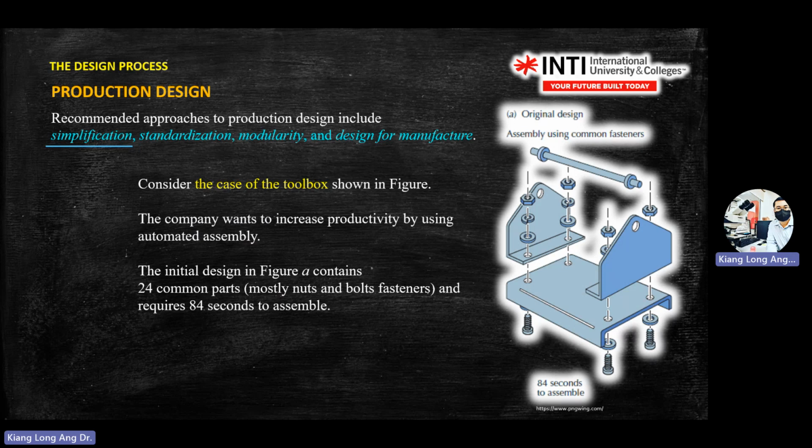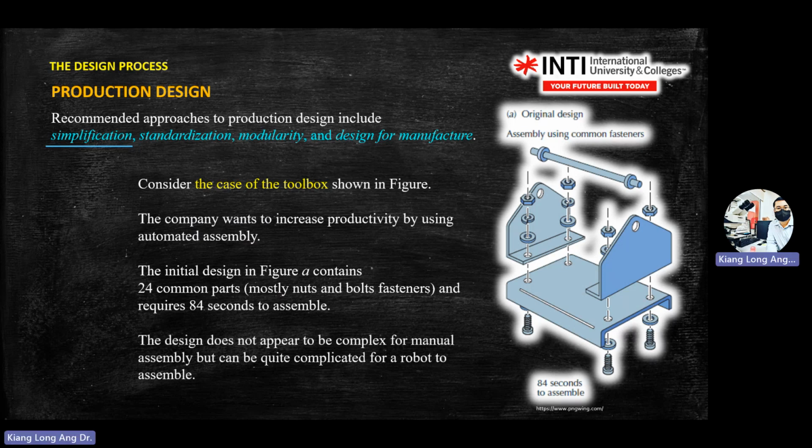So the initial design has 24 common parts, including the nuts and all this, and you need 48 seconds to assemble the whole thing. The company wants to see whether they can use an automated system to assemble this part. So this is the prototype they have, the first version. Now they apply simplification. Although this design is not complex, it might be complex for a robot to assemble. The robot arm has to go here, go there, and so on.